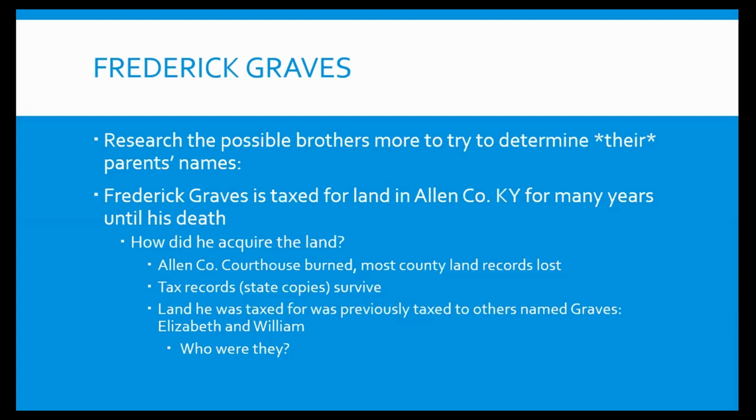So basically, what we found out is that Frederick Graves has been taxed for land in Allen County, Kentucky, that originally had been taxed to other people named Graves, William and Elizabeth. And that's where they got the theory that William and Elizabeth would be his parents. So the land records have burned, like I said, but the tax records did survive because they were held in Frankfort, in the state capital. And so that didn't burn. So being that the tax records have survived, let's go ahead and investigate this.